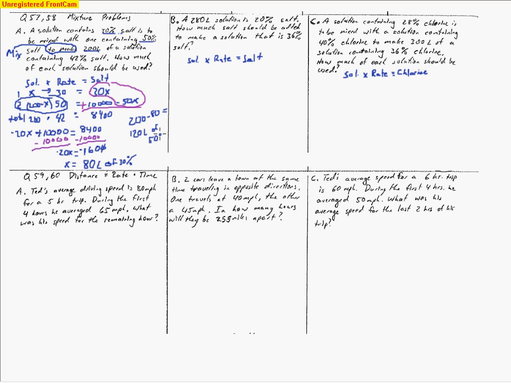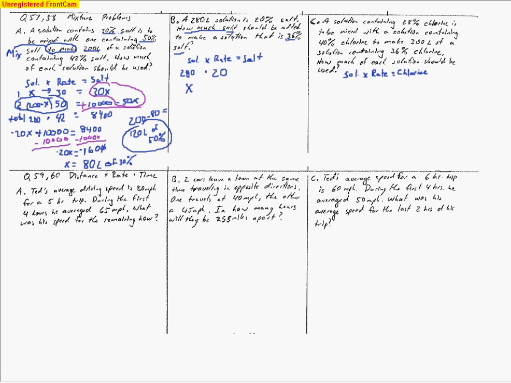We got another couple problems. So again, you're going to have 2 of these. So let's see what this one looks like. Let's see if it's any different. A 280 liter solution is 20% salt. Okay, that's probably what we're starting with. So we can put that in there. 280 is 20% salt, so times 20. How much? Oh, that's a question. We don't know how much. So we're going to have x. How much salt should be added to make a solution that's 36% salt?